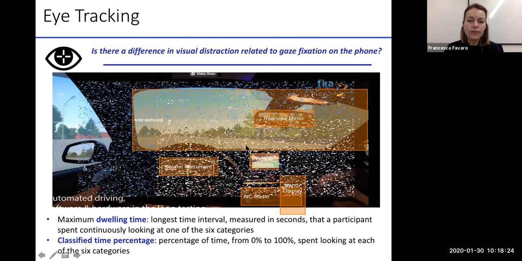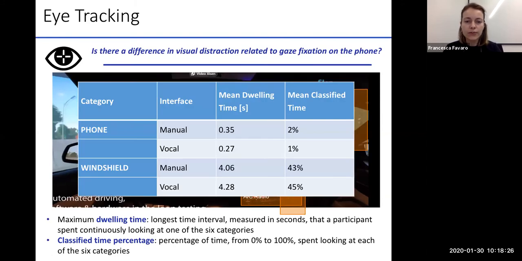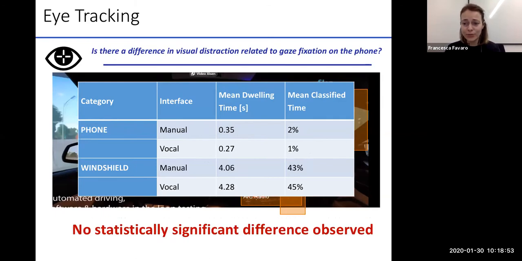And what we found was a bunch of different data. The dwelling time was a little lower for the vocal when we're talking about the phone. Here, I just have the phone and the windshield. I didn't really provide the data for the others because these are kind of the two main ones. The windshield, so looking at the road in front of you, was a little bit higher in terms of dwelling time for the vocal. Same thing for the percentages, so it kind of makes sense. But overall, once you look at the distributions across all participants, there was no statistically significant difference observed.